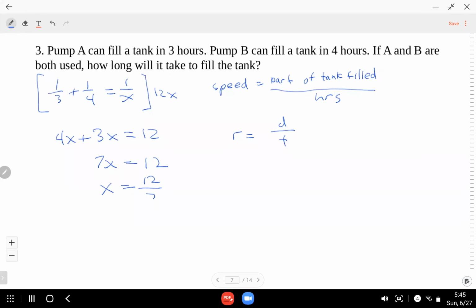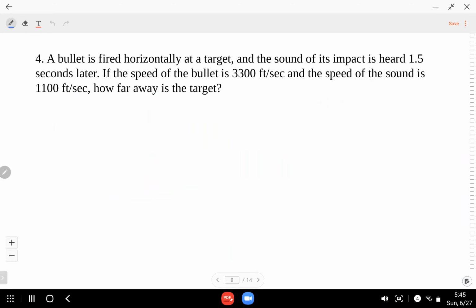A bullet is fired horizontally at a target, and the sound of its impact is heard 1.5 seconds later. If the speed of the bullet is 3,300 feet per second, and the speed of the sound is 1,100 feet per second, how far is the target? So how do we do this? Use this: distance equals rate times time. Use that.